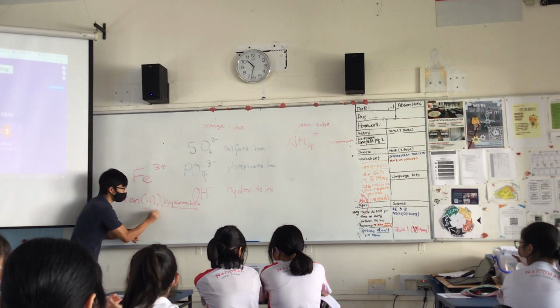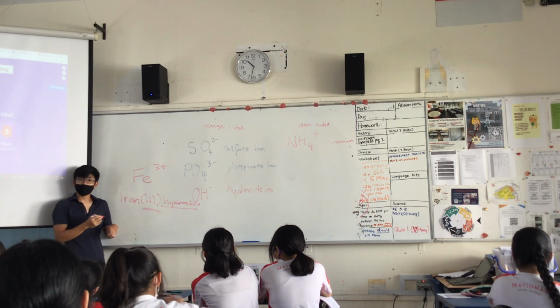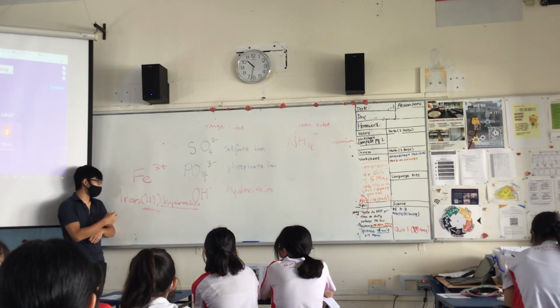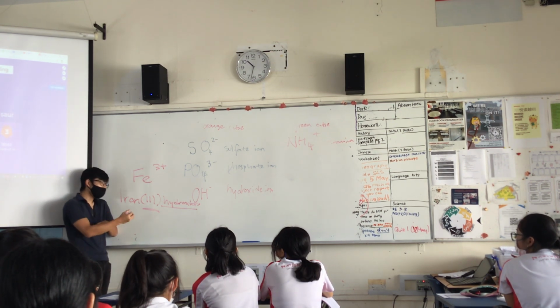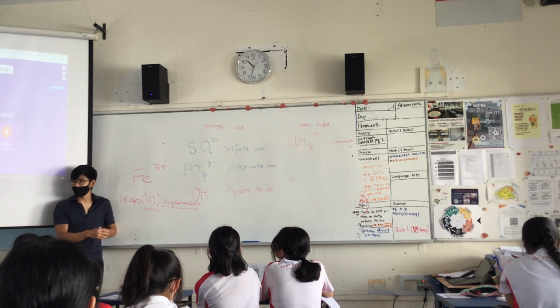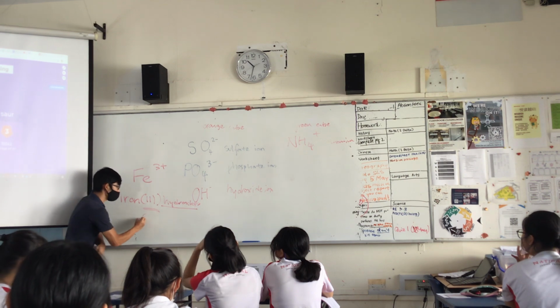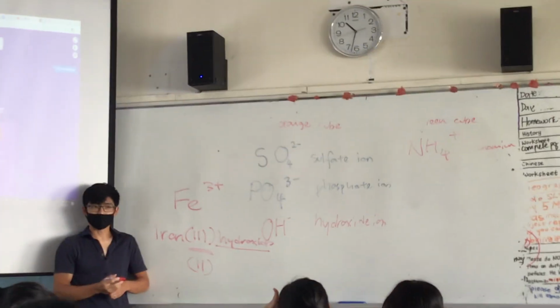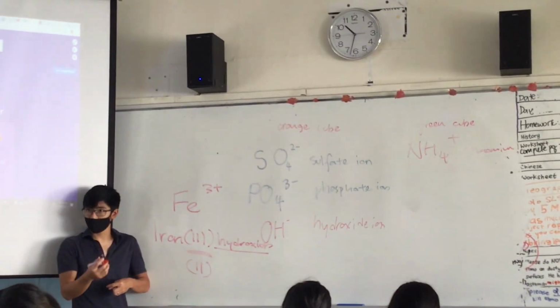It is important for you to say the 3. Right? Just now as I was going around, many of us say iron hydroxide. But we do need to say iron 3 hydroxide because there's another version of this ion, which is the iron 2 ion.